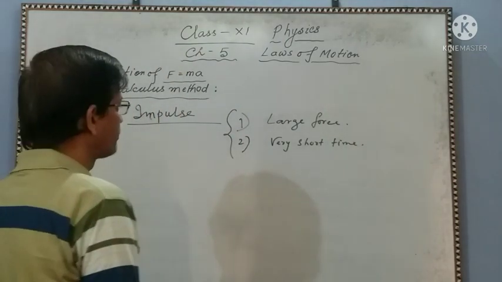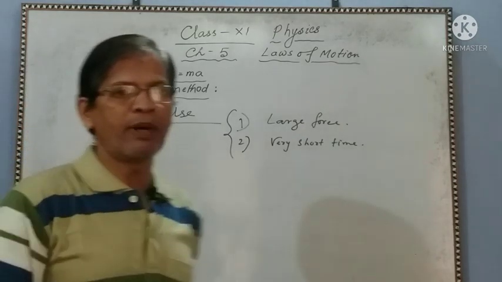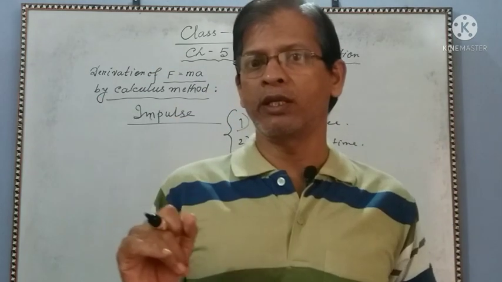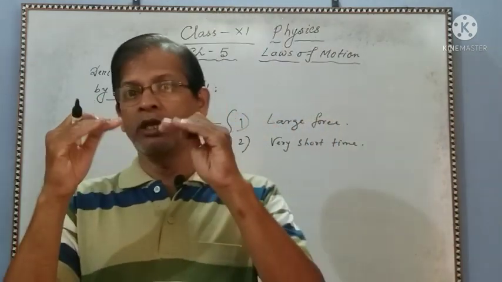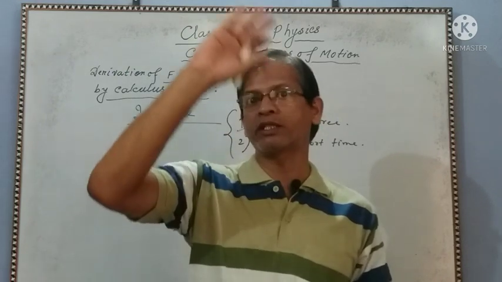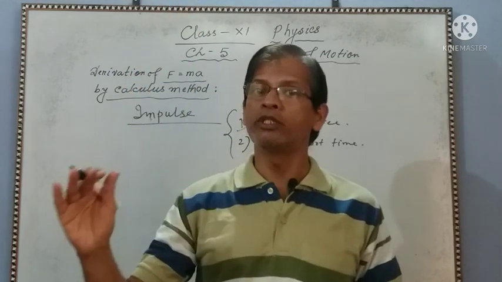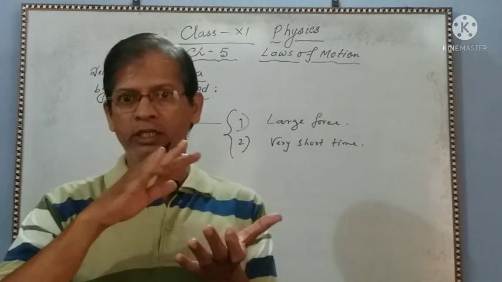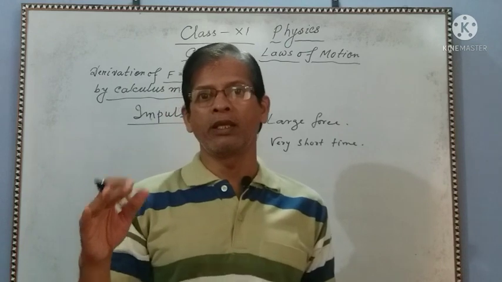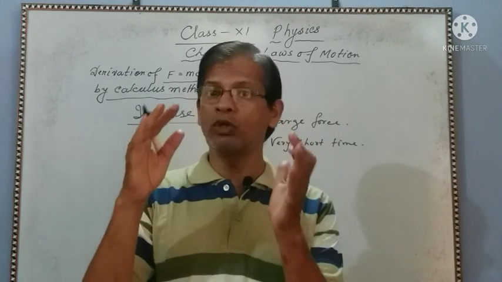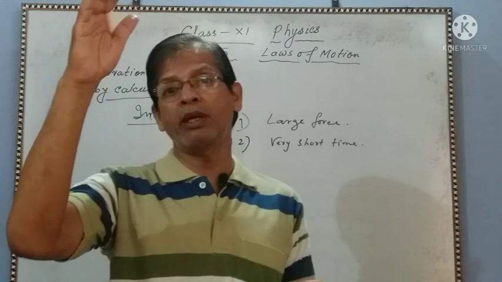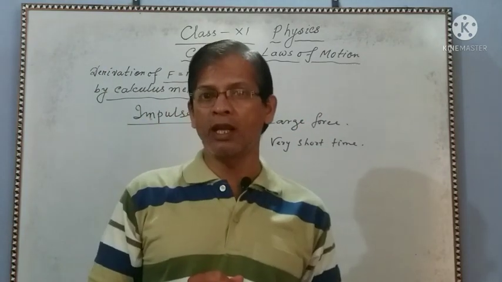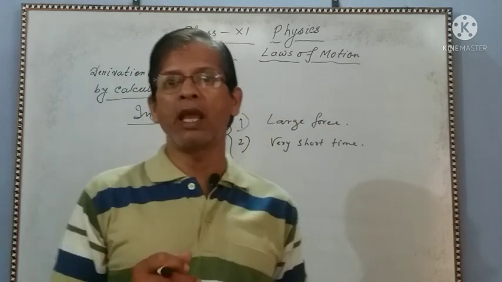Now you see, in case of impulse, the force is not constant. Initially it is 0, then it will be maximum, then it will be 0. Impulsive force is not constant, it is varying. So when we express impulse, we take the average force.